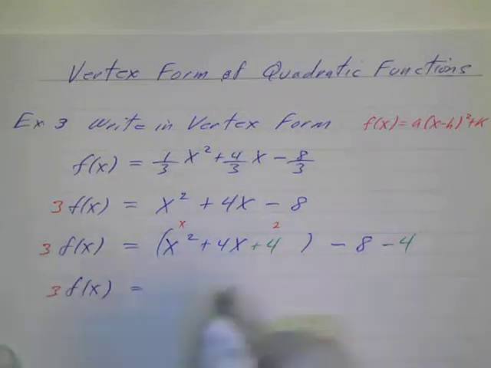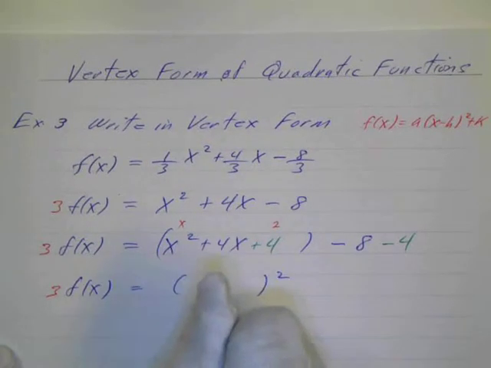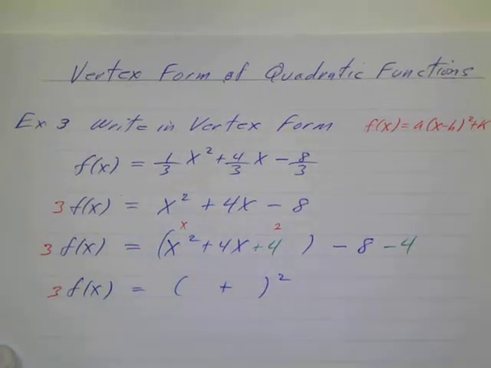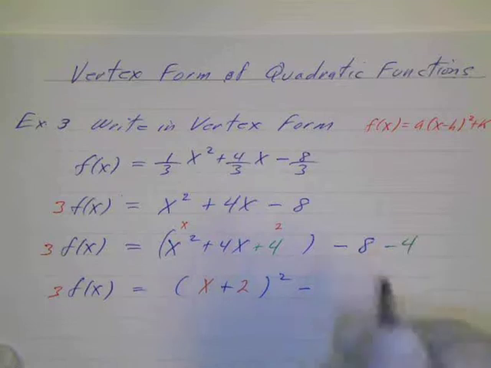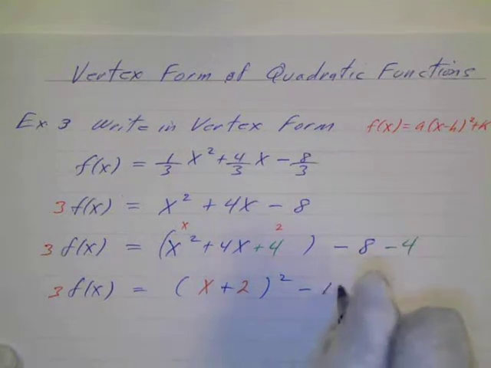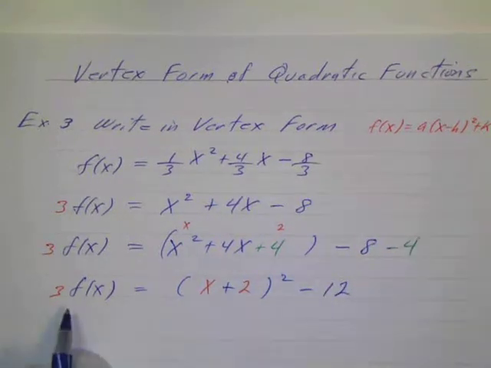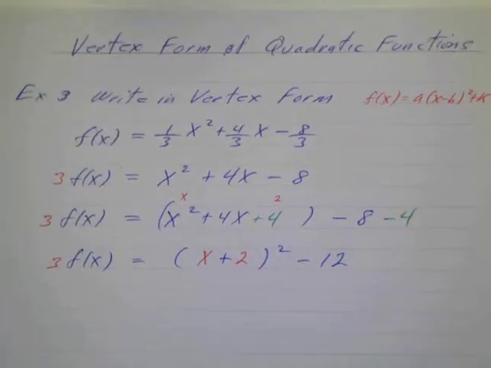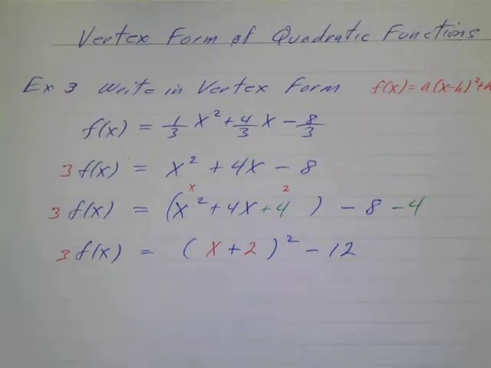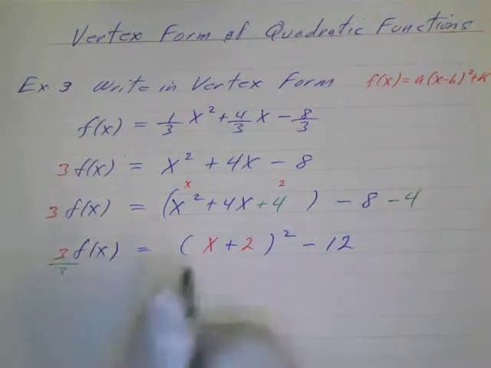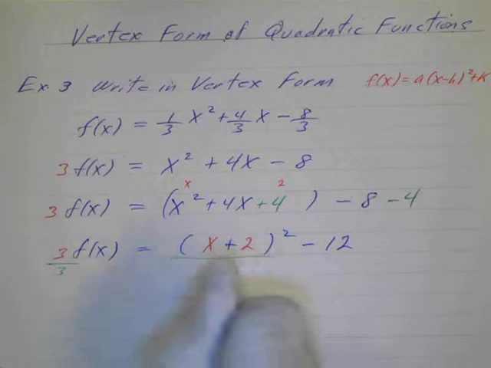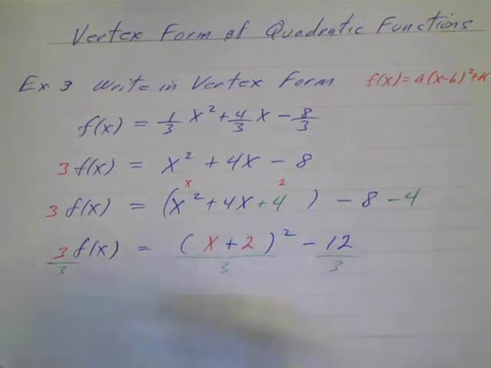I know this is going to factor now to be a nice binomial square with this sign plus. So this would be x and 2. And negative 8 and negative 4 is negative 12. Now I just have to take care of this 3 because I want f of x, not 3 times f of x. So I'll divide everything by 3 or multiply by 1/3. It's the same thing. So I can divide by 3. And then I've got f of x now, which is what I want.